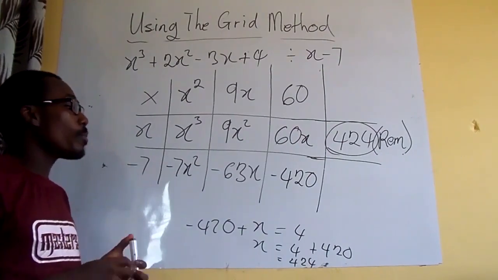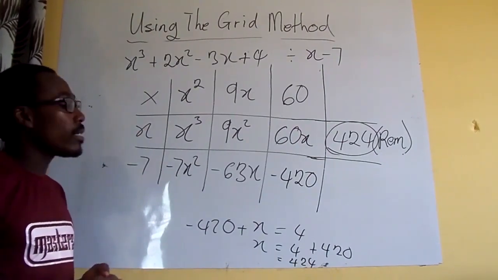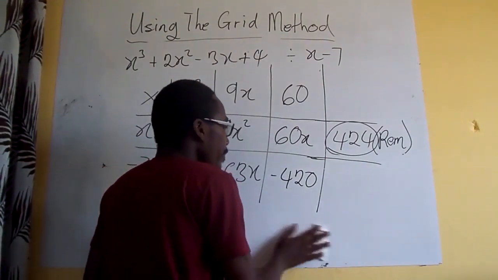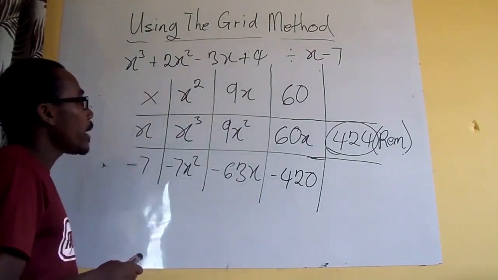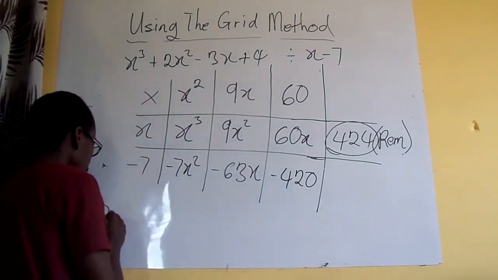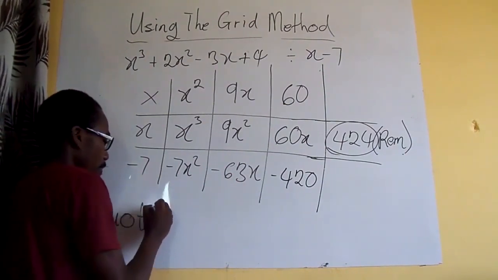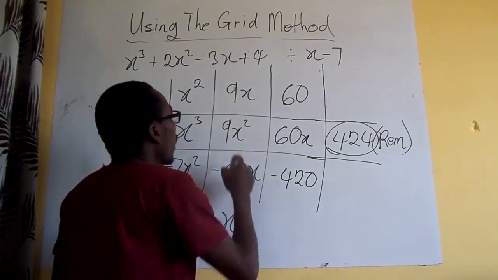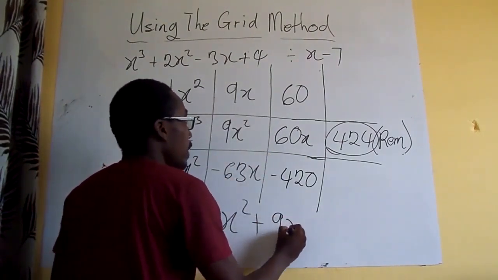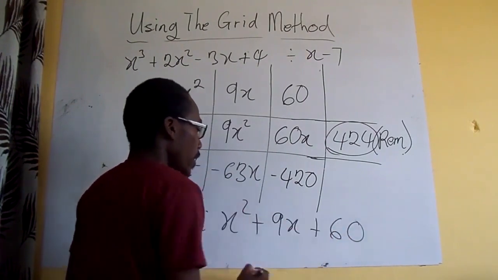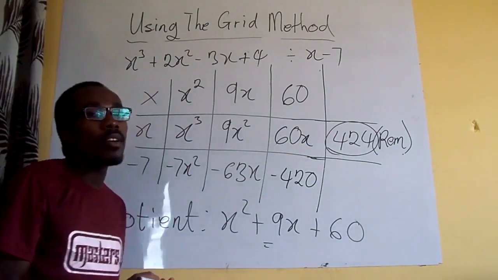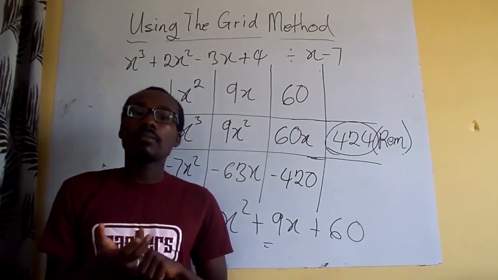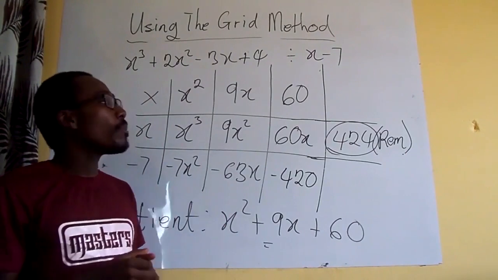You can do the polynomial division using the long division method, as I showed in the first video. And so now what we need is our quotient. Our quotient will be x squared plus 9x plus 60, and our remainder will be 424. It's as simple as ABC. You get the same result when you use the synthetic method as well as the long division. You can also try.